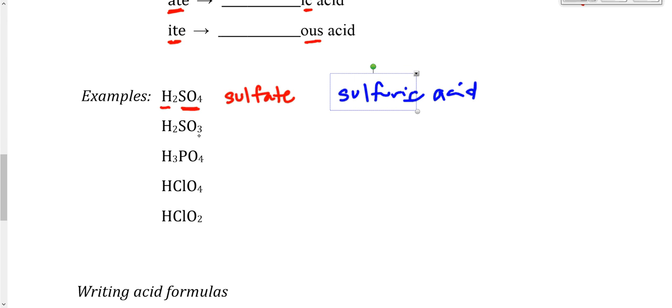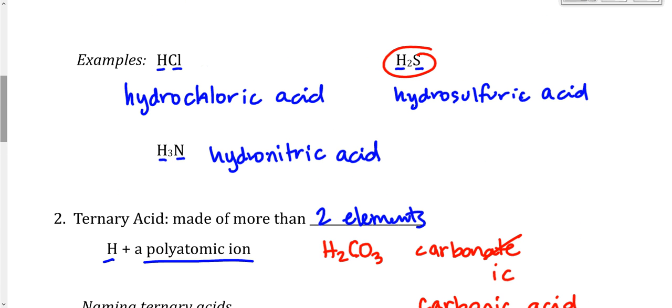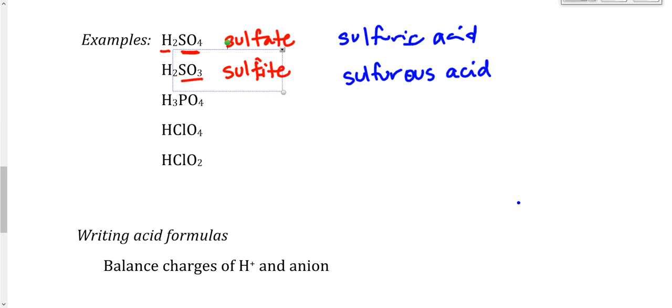All right, this next one, I have SO3. Again, it's ternary, but now I have sulfite. So this is going to be sulfur, but not ic, because ite changes to us. So sulfurous acid. So sulfurous, sulfuric, and then up above we have hydrosulfuric. You could probably see where this could get a little tricky. You need to be very careful and know the rules. All right, next one, PO4. This is phosphate.